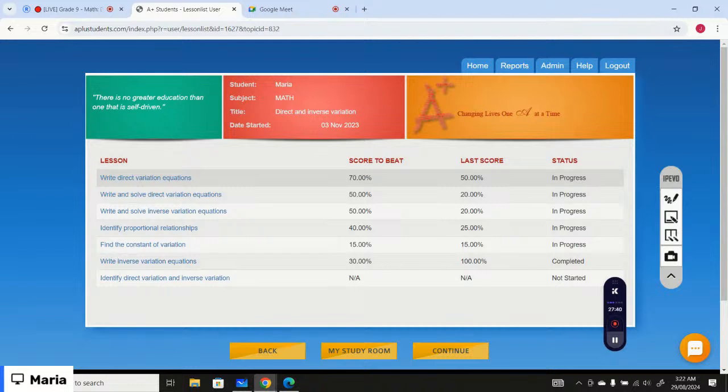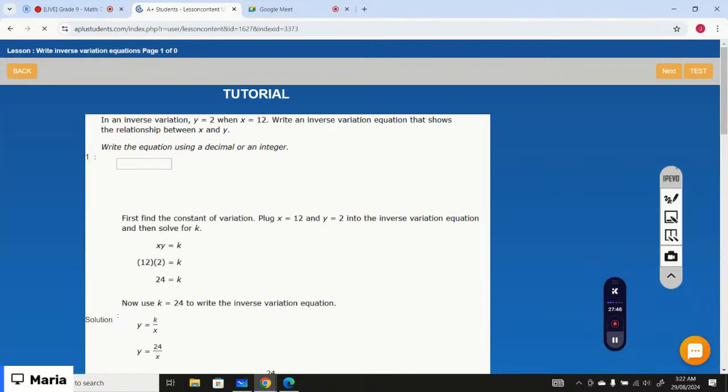Okay, the next one is find and write inverse variation equations. Okay, let's just see how do we write inverse variation equations, right? Okay, let me just read the question. In an inverse variation, y equals 2 when x equals 12. Write an inverse variation equation that shows the relationship between x and y.